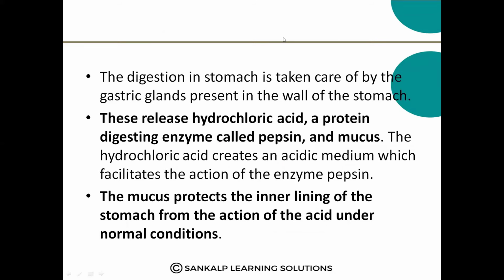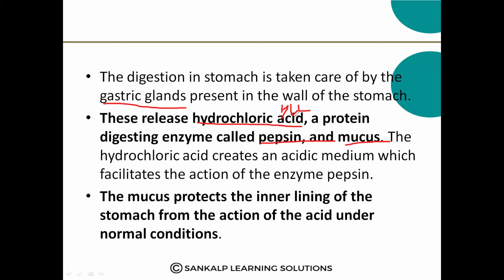Okay, so in the stomach there is also a gland. The walls of the stomach have gastric glands, and they secrete some secretions. They are hydrochloric acid, that is also called HCl, right? So HCl is the hydrochloric acid, then a protein digesting enzyme, that is pepsin, and the mucus. So in the stomach, the gastric glands are able to secrete the hydrochloric acid, pepsin, and the mucus.